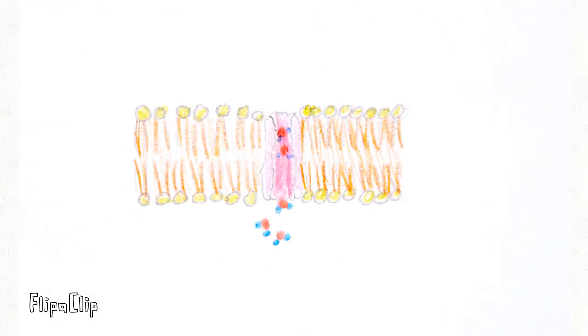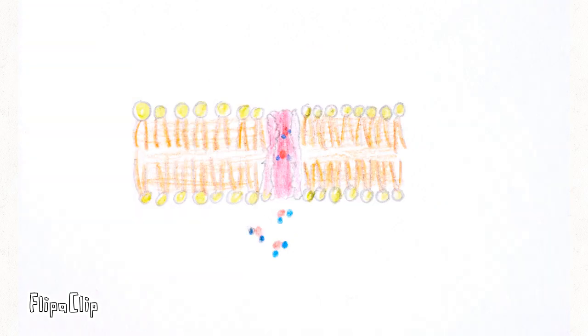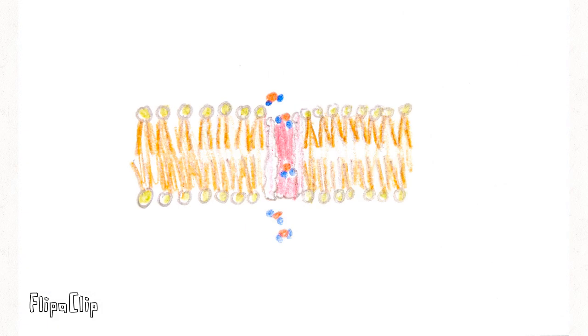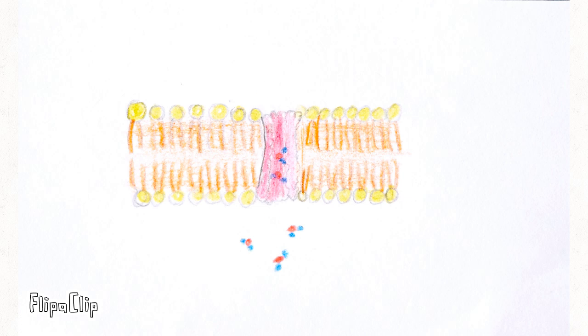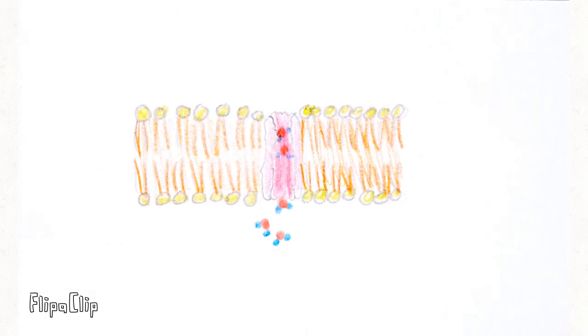Facilitated diffusion is when molecules that cannot directly diffuse across the membrane do so by using special protein channels. This also does not require energy since it is a type of diffusion.